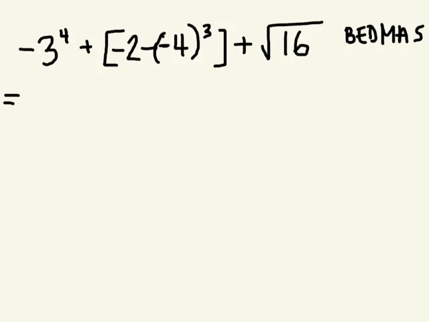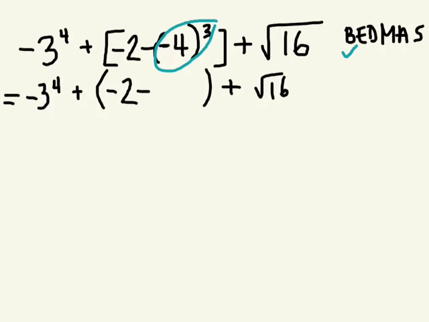Okay, so let's look at this example. Do we have brackets? Yes. So we have a square bracket. We have to calculate what's inside the bracket. So we have to follow BEDMAS inside the bracket. What's the first thing to calculate inside the bracket? Exponents. Okay, so inside the bracket we have some exponents.